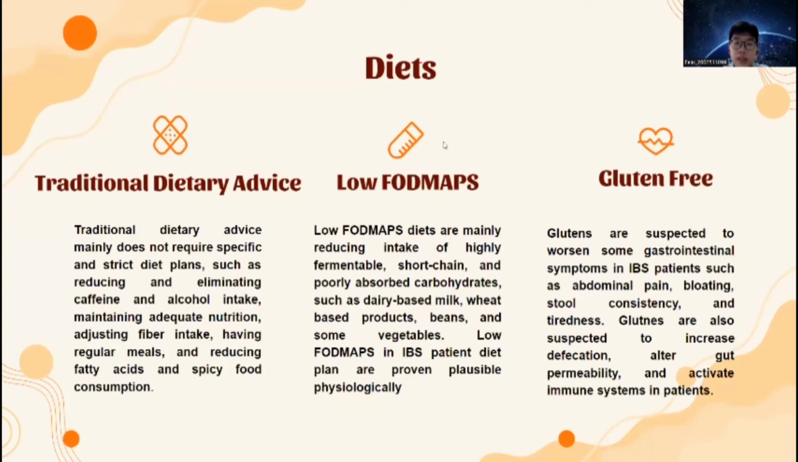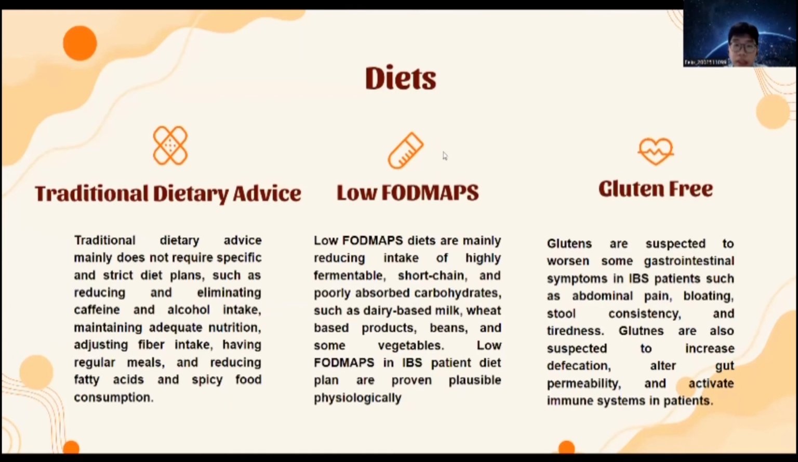The second is the low FODMAPs, which mainly aims at reducing the intake of highly fermentable, short chain, and poorly absorbed carbohydrates, such as dairy-based meals, wheat, and bean-based products. The FODMAP types of food are suspected to increase water secretion and fermentation in both the small intestine and colon, which cause visceral hypersensitivity. Hence, by reducing the FODMAP food, it can reduce the meal trigger related symptoms.